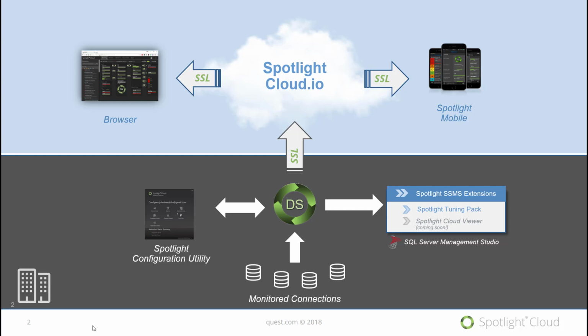As a SaaS solution, Spotlight Cloud is really easy to install and get going on. Download your Diagnostic Server, set up some minimal configuration, and you're basically up and running. To set up mobile, download the app, put in your credentials, and you're up and running. To download extensions to Management Studio, download the extensions, install them, add your Spotlight Cloud credentials, and you're up and going. That allows you to access extremely powerful capability anytime, anywhere, and on any device.